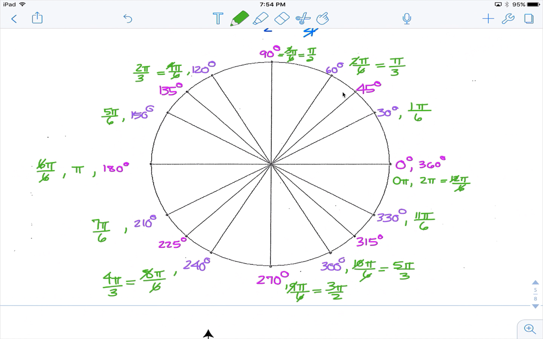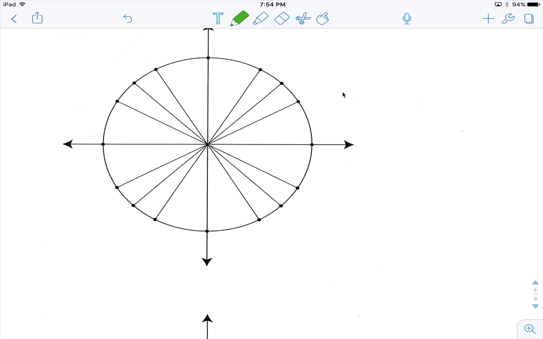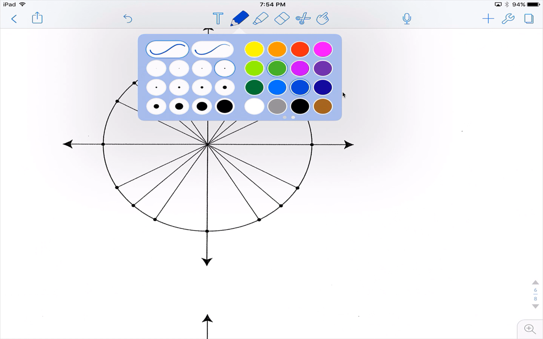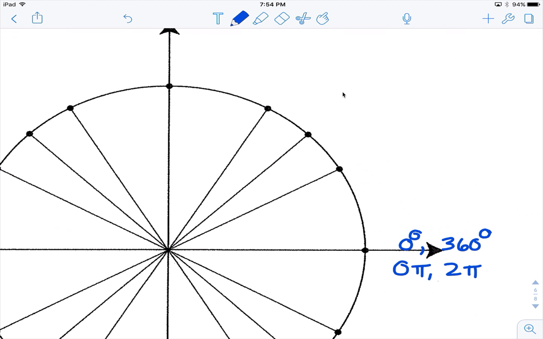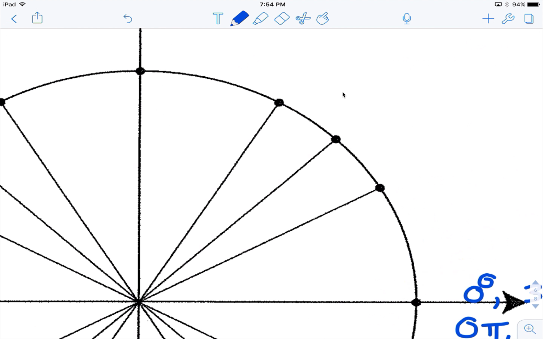All right, so the next thing is going to be to take the unit circle and tie it into x and y coordinates that we're going to get from our special right triangles. So let's do the multiples of 45 or pi over 4 first. That means that we would start at 0 pi, which is the same as 2 pi. And in degrees, that would be 0 degrees or 360 degrees. And then we'll go around and count in degrees, and then we'll come back around and count in radians.